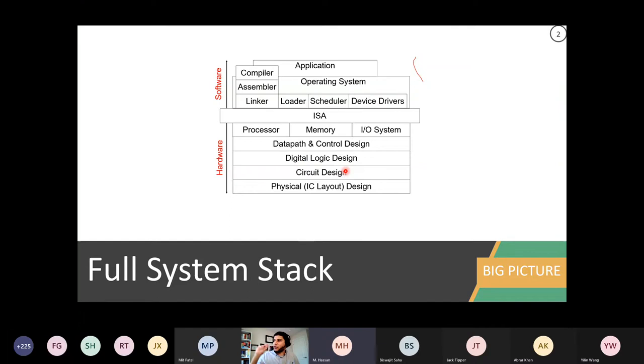ISA stands for instruction set architecture, which is basically the definition of the assembly language that the hardware understands. Each architecture, each processor, understands maybe a different ISA. For example, if you have an Intel machine, does anyone know what the ISA of Intel machines is? Well, it's called x86, right? That's the ISA of Intel machines.